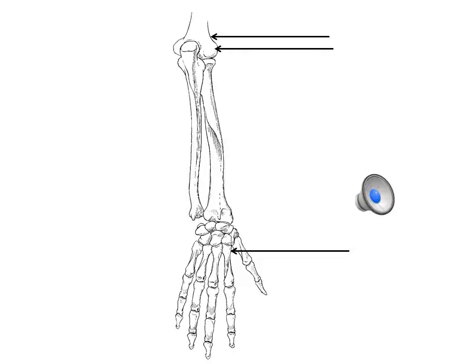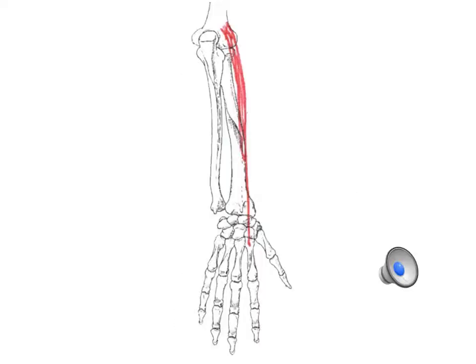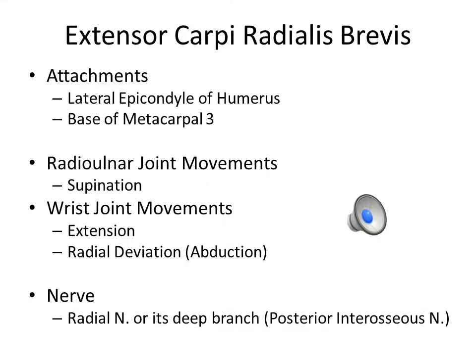Pause the lecture to label the muscle attachments and draw in the muscle belly. How does your drawing compare? Notice that the tendon courses lateral to the dorsal tubercle, putting this tendon in compartment 2. The proximal attachment of extensor carpi radialis brevis is the lateral epicondyle of the humerus. The muscle belly courses distally, and then the tendon continues through compartment 2 at the wrist to attach to its distal attachment at the base of metacarpal 3.